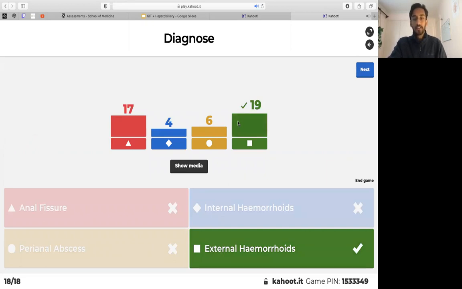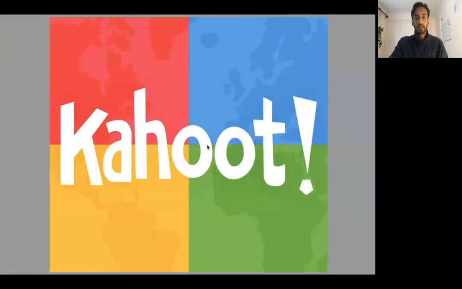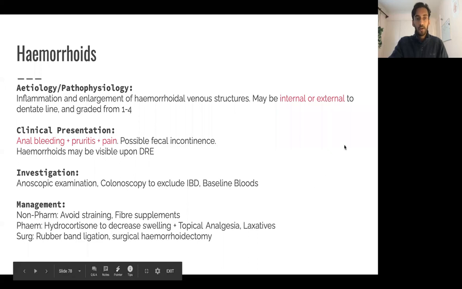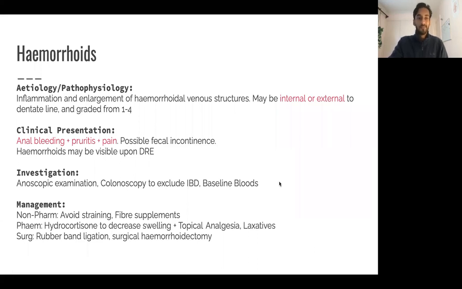Let's take a look at what went on here. I think most people said external hemorrhoids, which is good. Let's go into some more detail. So hemorrhoids, important to note, they're little inflammations of venous structures around the anus. They may be internal or external to the dentate line, and the classic presentation is your anal bleeding plus pruritus plus pain. The pain can vary depending on the type of hemorrhoid, internal versus external.